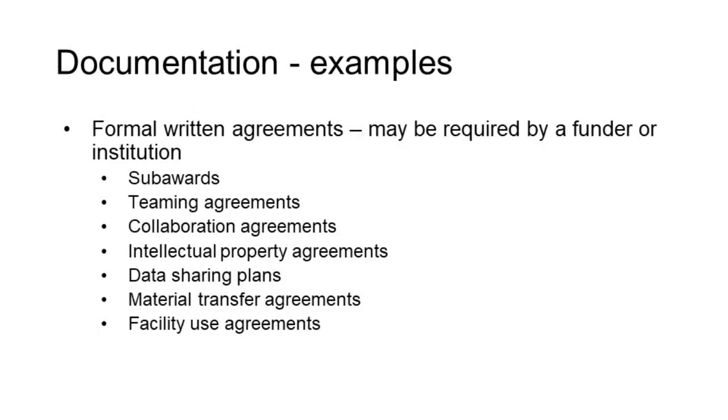Another form of documentation that might be required during a collaborative project are formal legal agreements. These are agreements that are vetted and formally approved by institutions and often cover aspects of the allocation of funds, intellectual property rights, how data will be retained or shared, transferring materials between institutions, and any insurance or liability issues or costs associated with using facilities at another institution.